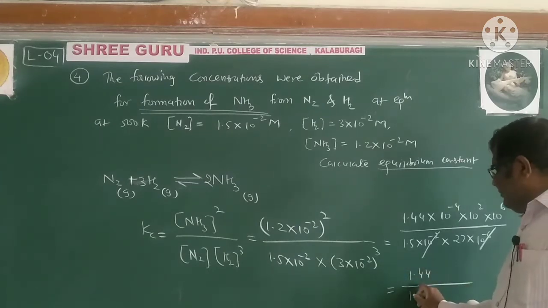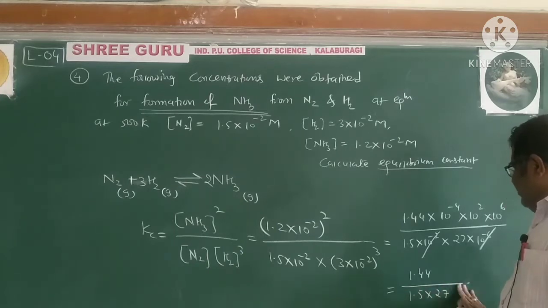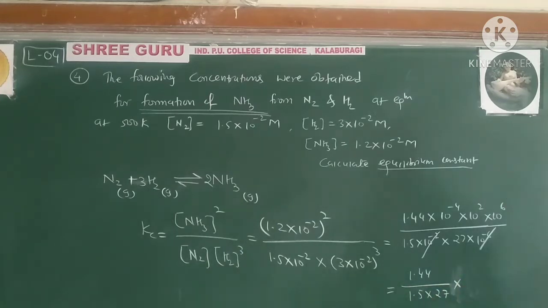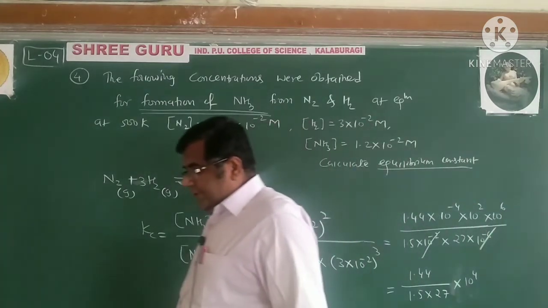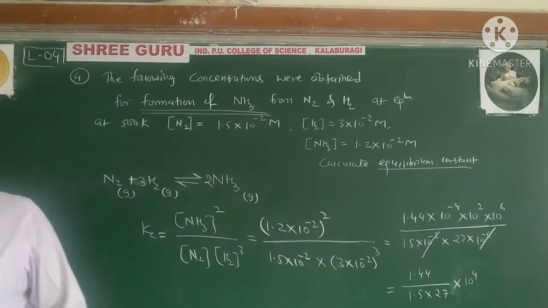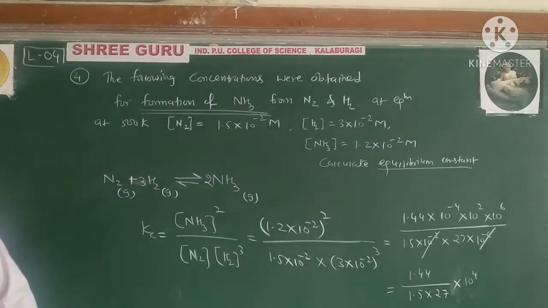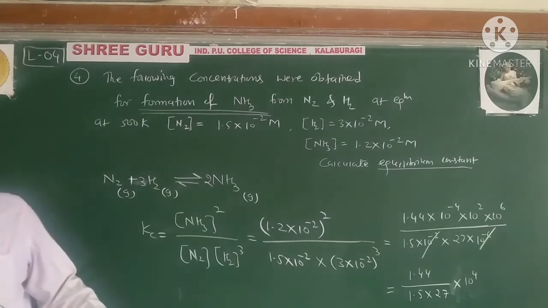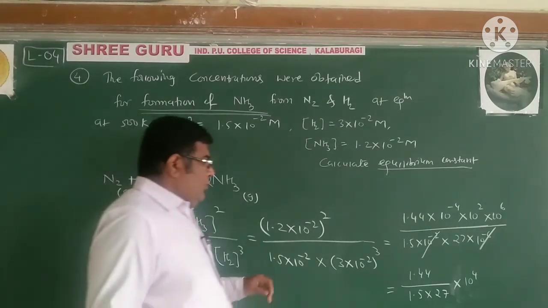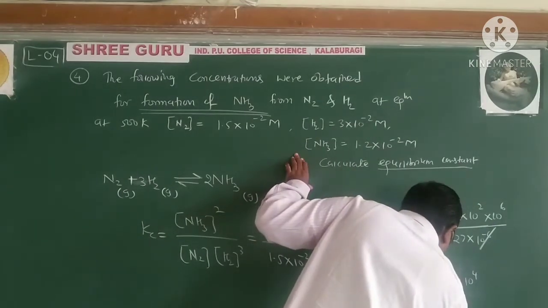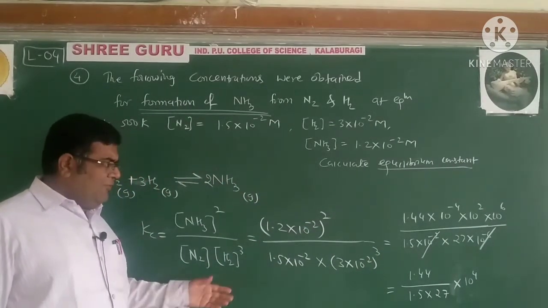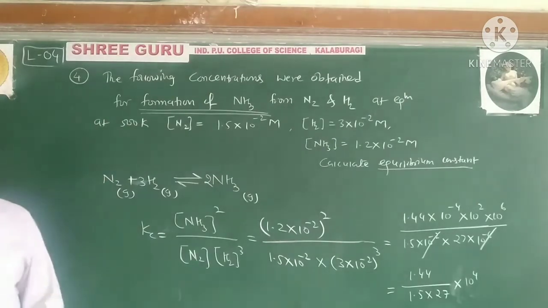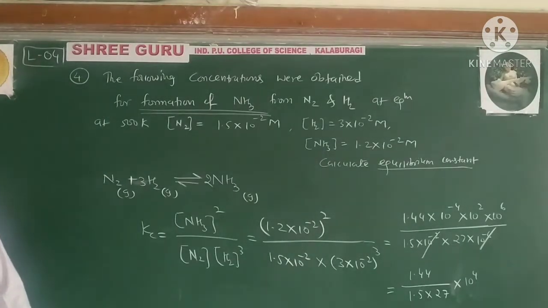1.44 divided by 1.5 into 27 multiplied by 10 raised to 4. I could do this with a simple calculator and see what answer I have. You have to compare this answer with your answer. It is 3.55 into 10 raised to 2, which is nothing but 355. That is the answer I am getting. You can also verify, it's nothing difficult in the calculations. You can always use a simple calculator and get that answer.